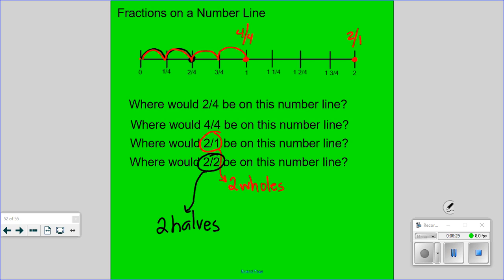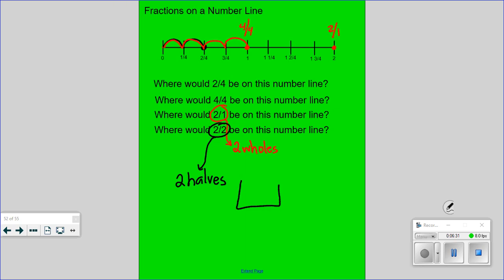Let's draw a picture. Here's my whole. I'm going to split it in half because we're counting by halves. And I have 2 of them. Now that I have a picture, you think you can figure out where 2 halves is going to go? Mason, where do you think that one might go?